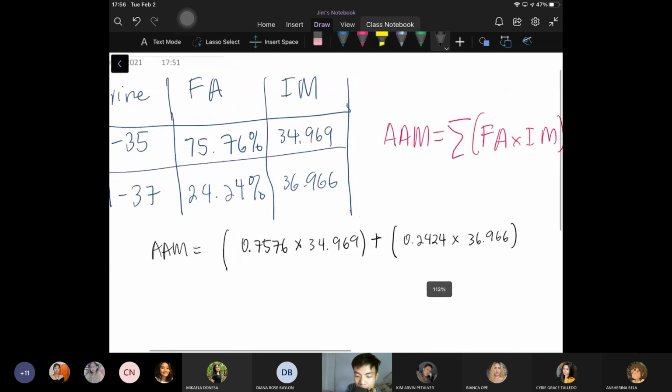Okay. So yan. Ganun lang gagawin nyo. You multiply Fa and the Im. So this times this times this. I-multiply nyo yung dalawa, and then saka mo sila ipag-add. Paki-calculate na lang to para tapos na tayo agad.